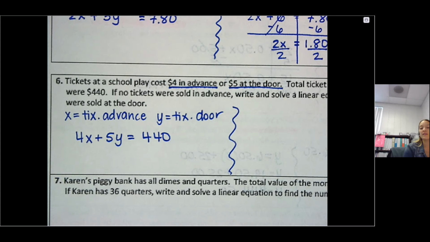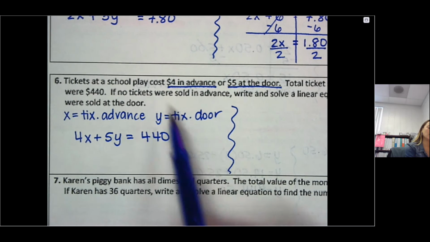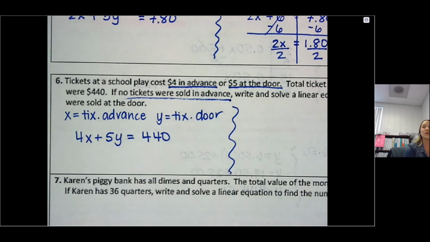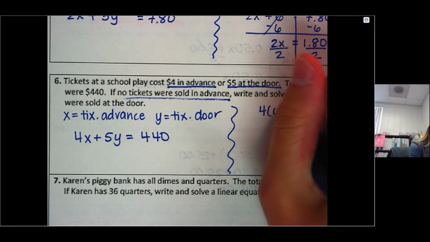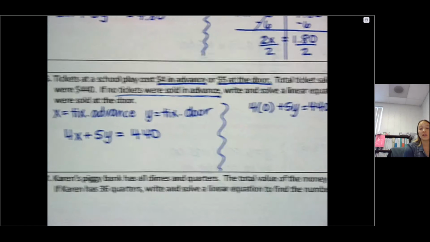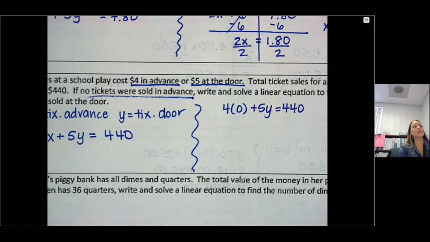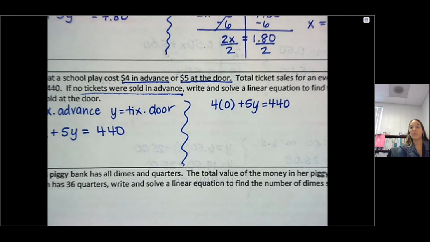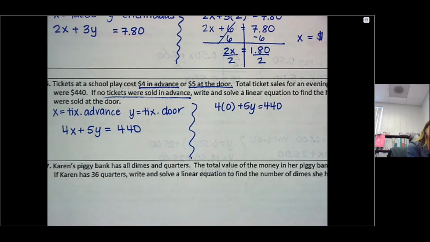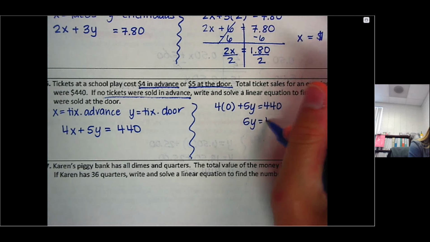Now, it says no tickets were sold in advance. What should I plug in? 0 for which number? For which one? No. X. Because it's talking about no tickets were sold in advance. So that means you're plugging in a 0 for your X. That would make 0. So you could really have skipped that step, but I'm writing it in because we're practicing and I want to make sure we have good notes. Yes, this does make 0. It cancels out. So you've just got 5y equals 440.